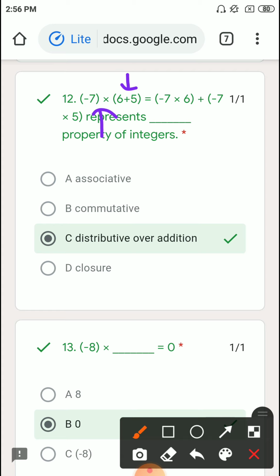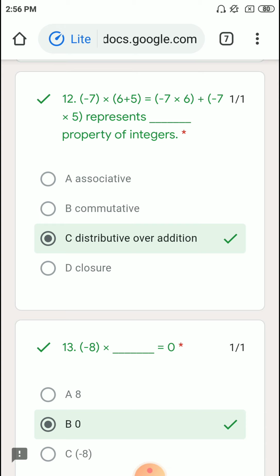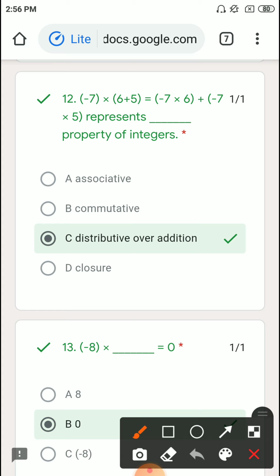This is the distributive property, right? This is the distributive property, distribution of multiplication over addition. That's why our option C is correct. Okay, distributive over addition.